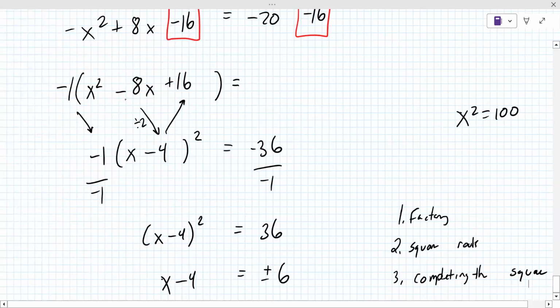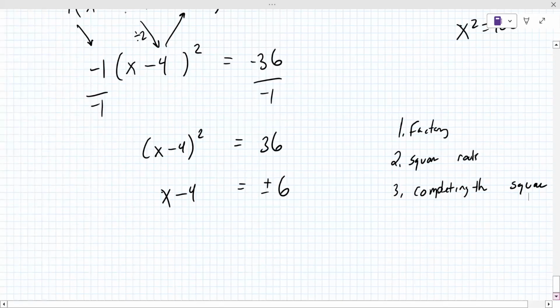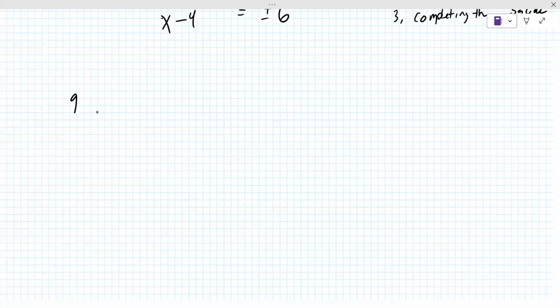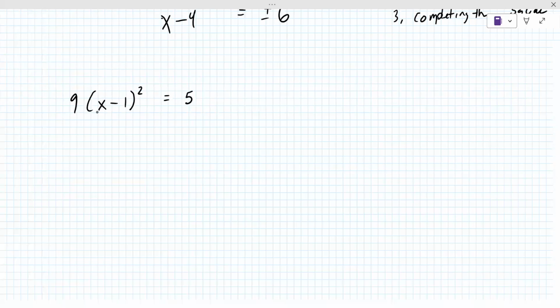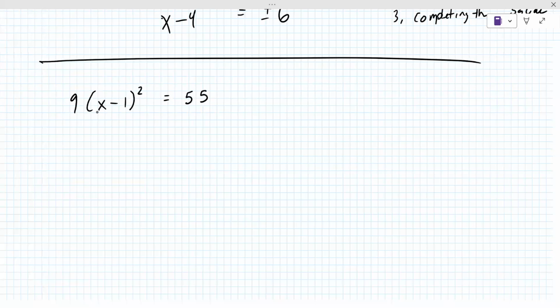Do you want me to give you some? Yeah, why not? Let's do a couple. 9(x minus 1) squared equals 55. So you have to use the square root properties. Basically, you're just solving it as part of completing the square. You're going to divide by 9, take the square root of both sides, and then reduce if you can.